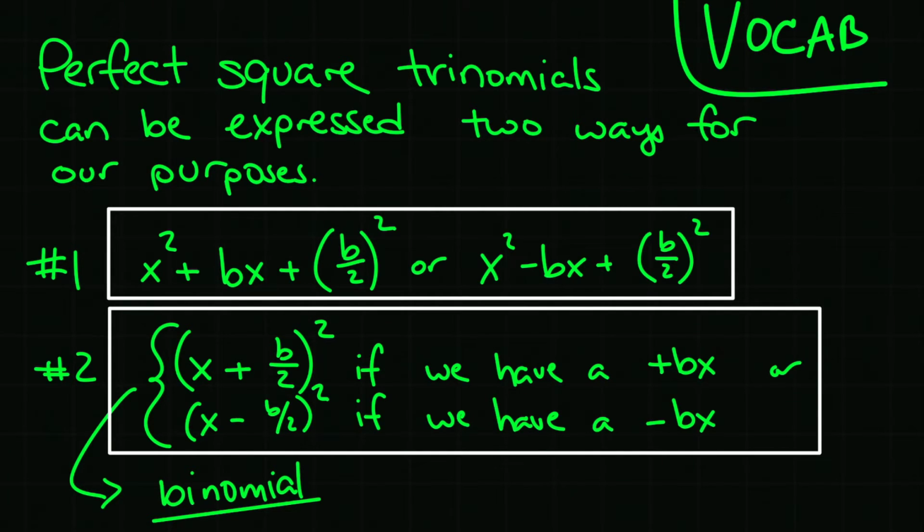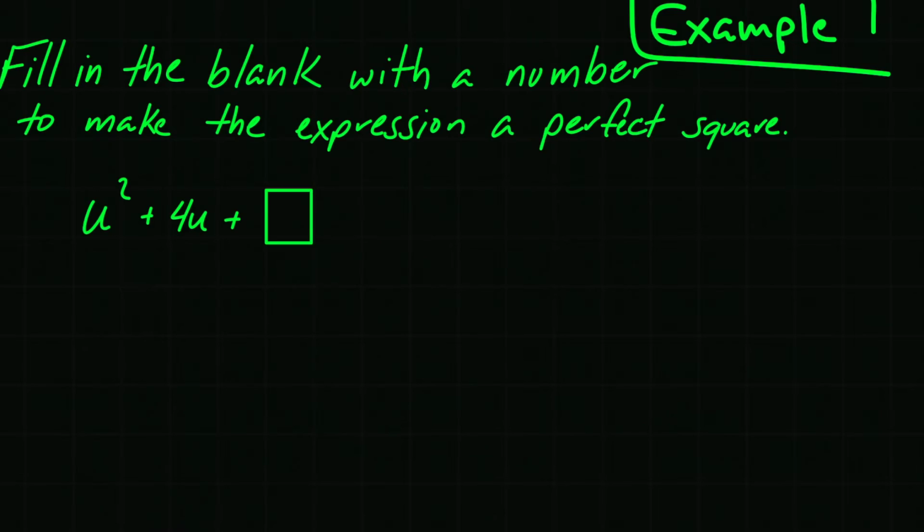We can also express this perfect square trinomial as a binomial, where we take the b over 2 quantity. We have x plus b over 2, squared, if we have a plus bx, or x minus b over 2, the quantity squared, if we have a minus bx. This will come into play later when we discuss using perfect square trinomials to solve quadratic functions.